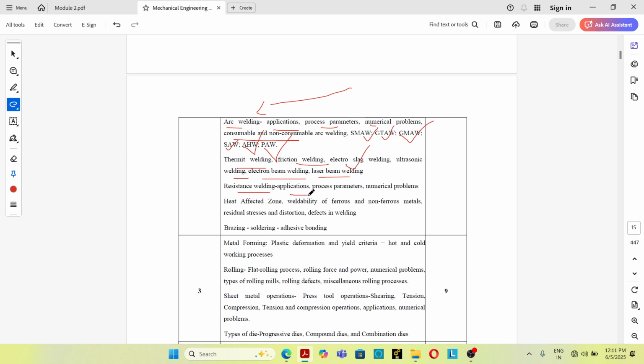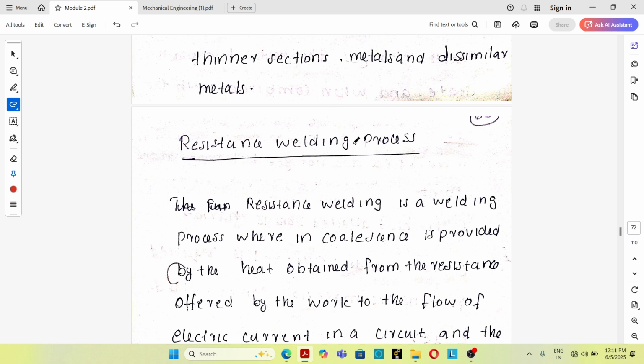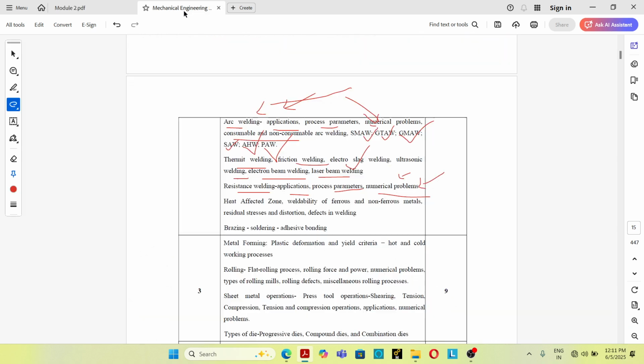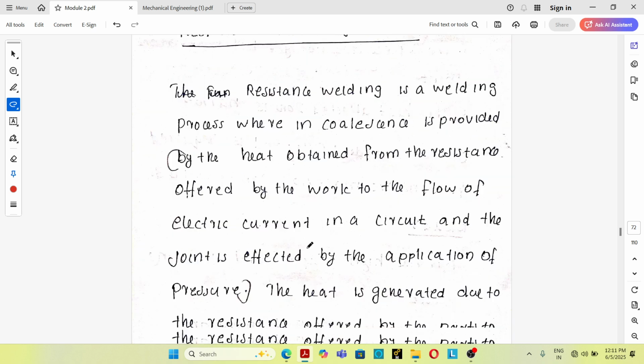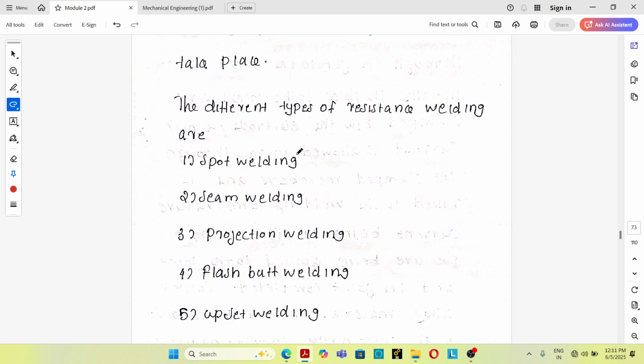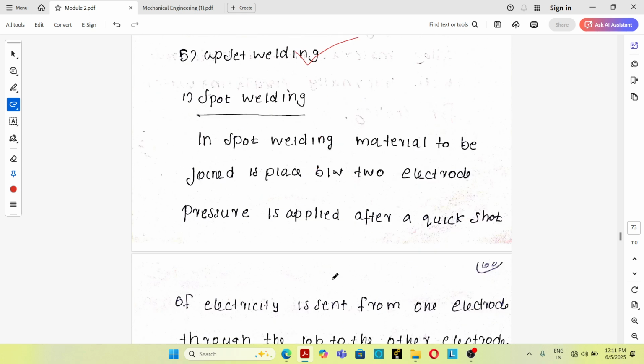Resistance welding, application, process parameter, numerical problems. See, in resistance welding and arc welding, we have some numerical problems will be there. So resistance welding, there are several classification of resistance welding: spot welding, seam welding, projection welding, flash welding, upset welding, etc.